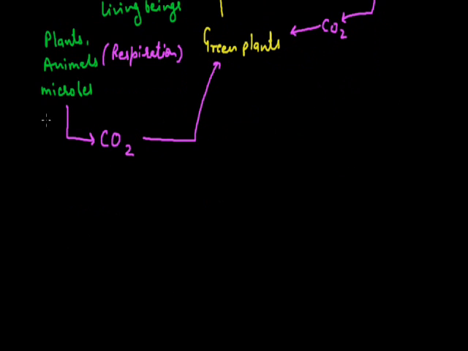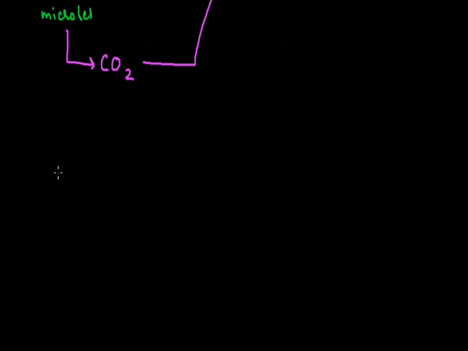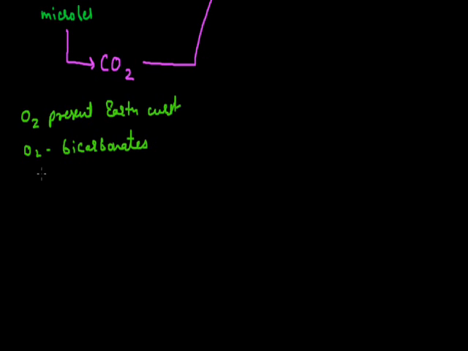Oxygen is also present in the earth crust. O2 is also present as bicarbonates in various chemicals. It is present in oxide forms also, in oxides of metals and non-metals.